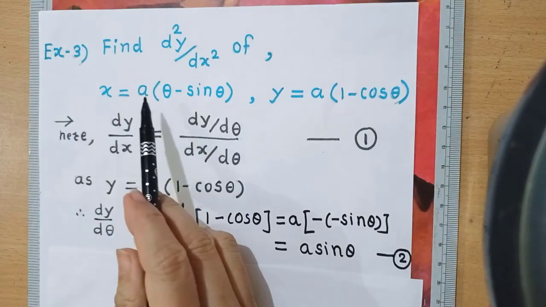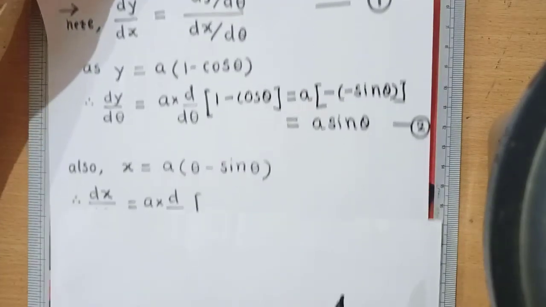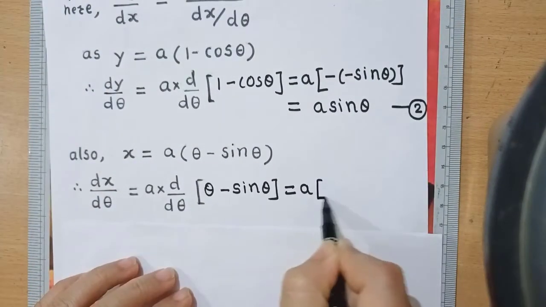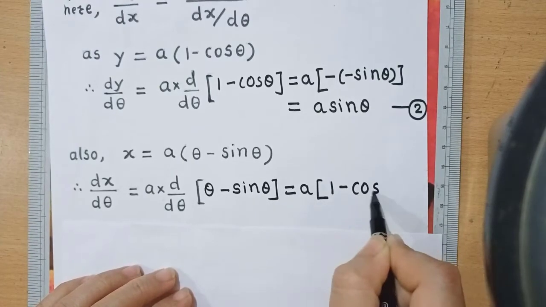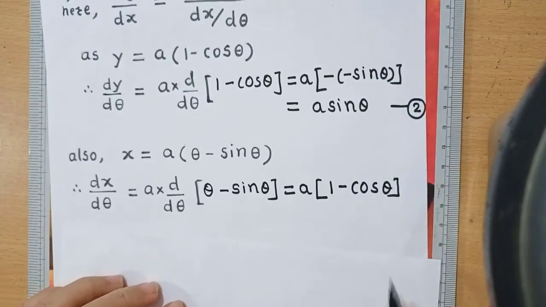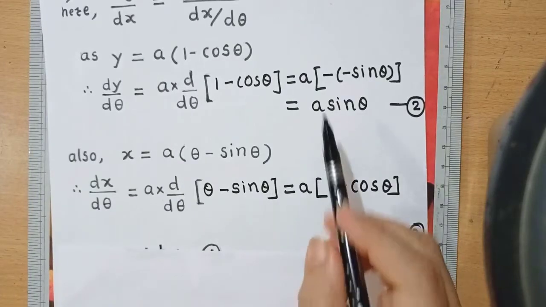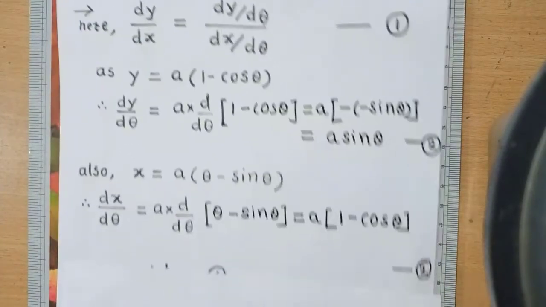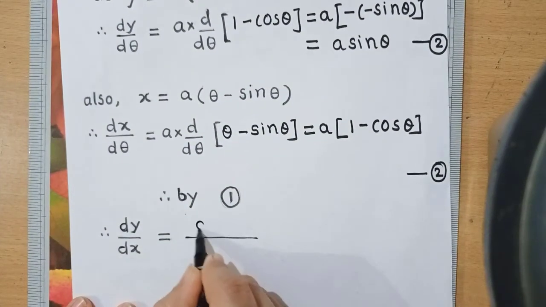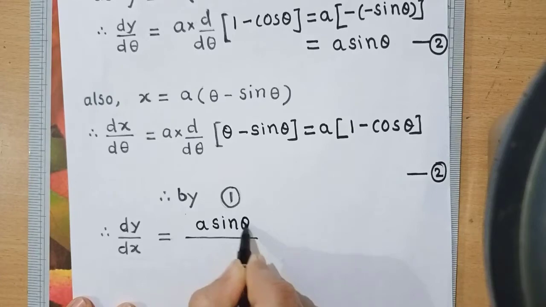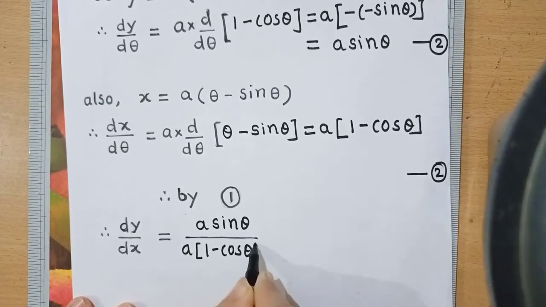Now from this x function we will find dx by d theta, and that is equal to a, the derivative of theta is 1 and the derivative of sin theta is cos theta. Say this is equation 2. Now substitute these two in equation 1. We have dy by dx is equal to a sin theta upon a into 1 minus cos theta.